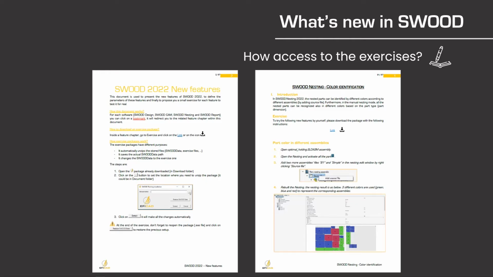Actually, a lot of work has been done on several documents and exercises to make them available for everyone on the free access. So in the What's New file, on each feature description, we have a paragraph called Exercise with a link and a download icon that give you access to a small package in which you will be able to try the new features.